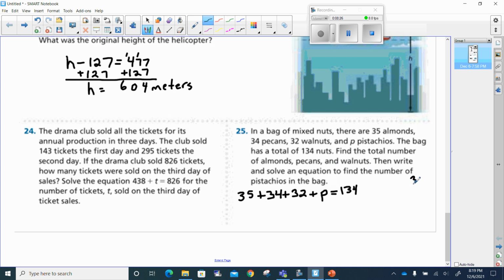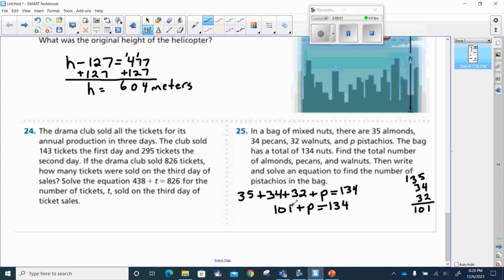I got 35, and 34, and 32. I know 4 plus 5 is 9, plus 2 makes 11, so I'll carry the 1. I know 3 plus 3 is 6, plus 1 is 7, plus 3 is 10. That's 101. So that means I have 101 of the walnuts, pecans, and almonds, plus the number of pistachios, which will equal 134. I've got to find out what P is, the number of pistachios.